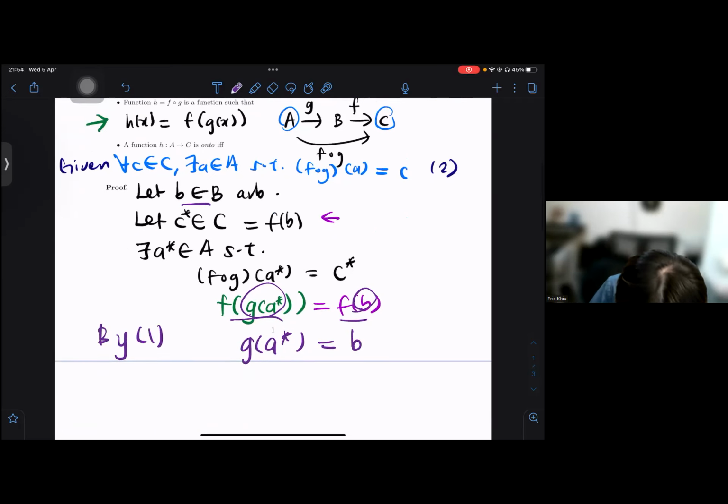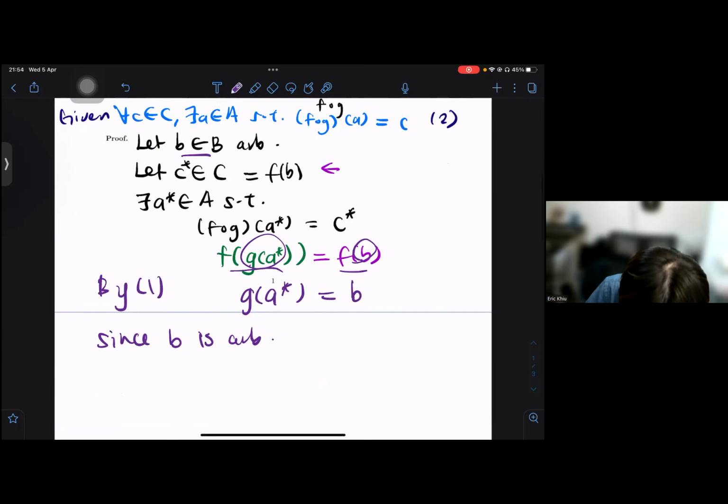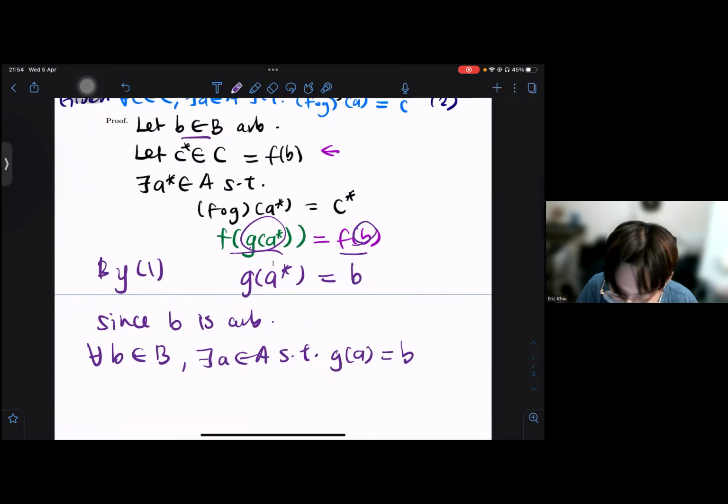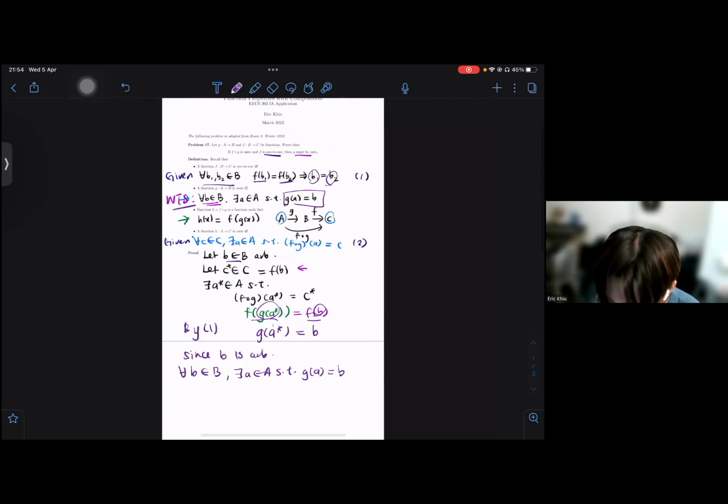Since B is arbitrary, we chose it arbitrarily, for all B in B, we can find an A that satisfies that. There exists an A in A such that g of A equals B. And this, by the definition of onto, shows that g is onto. End of proof.